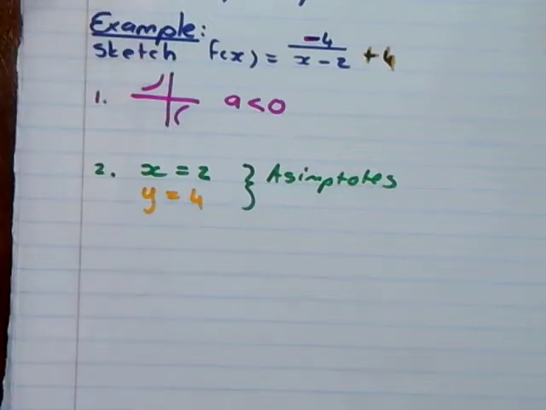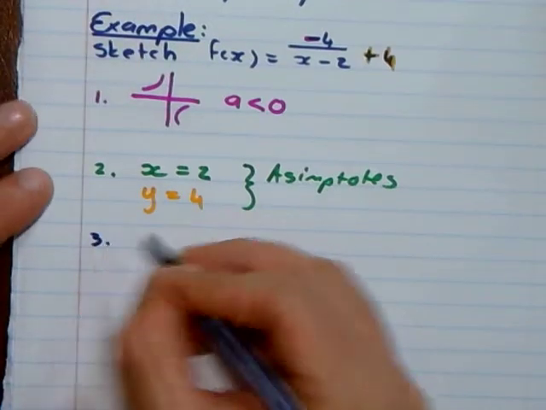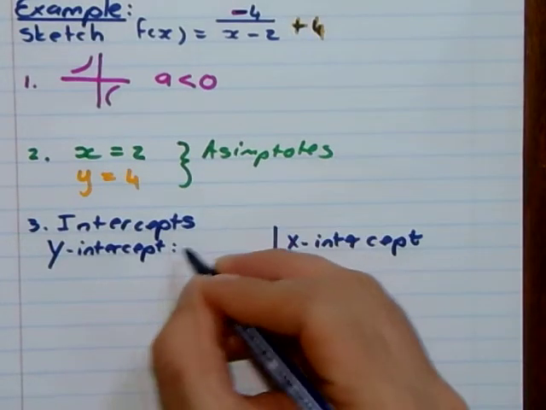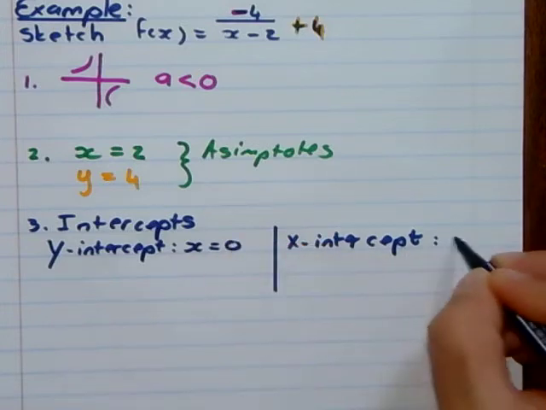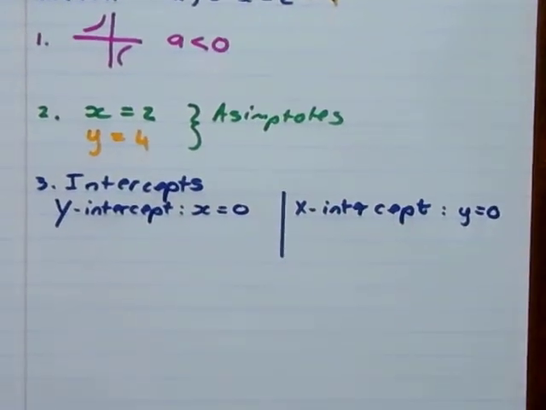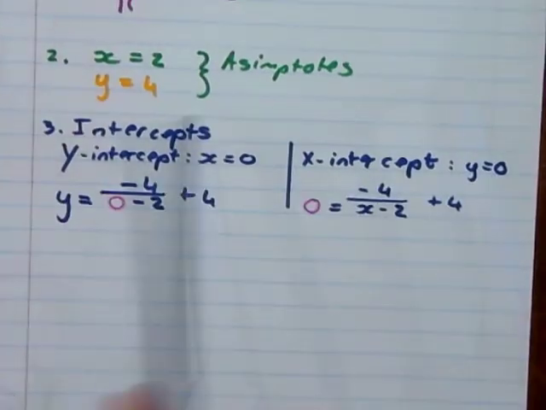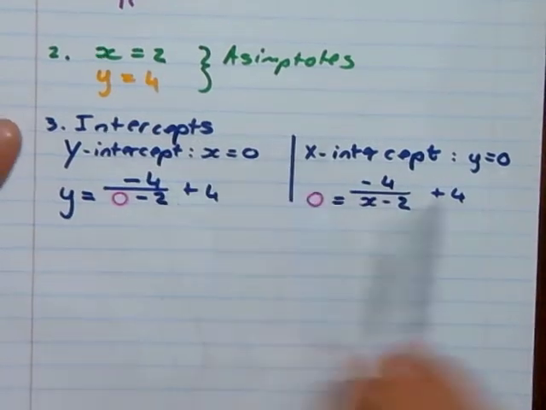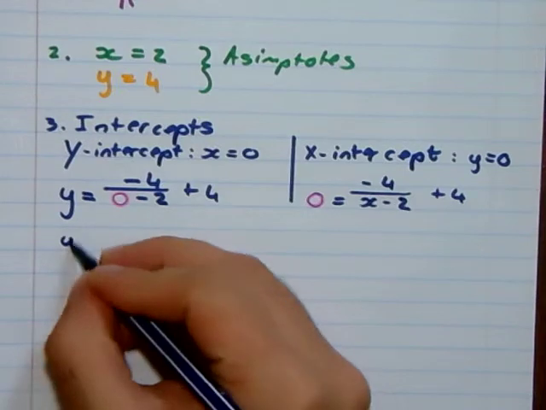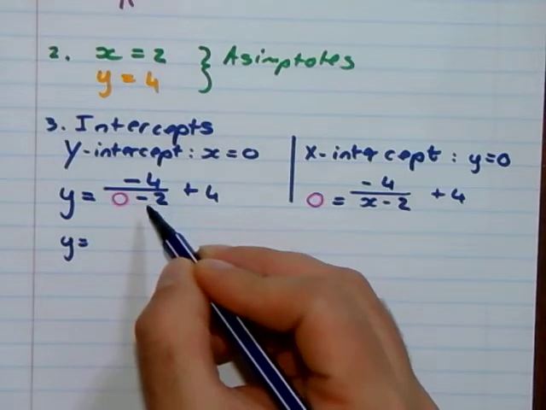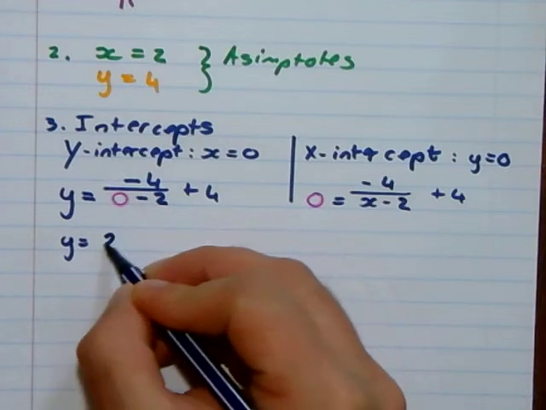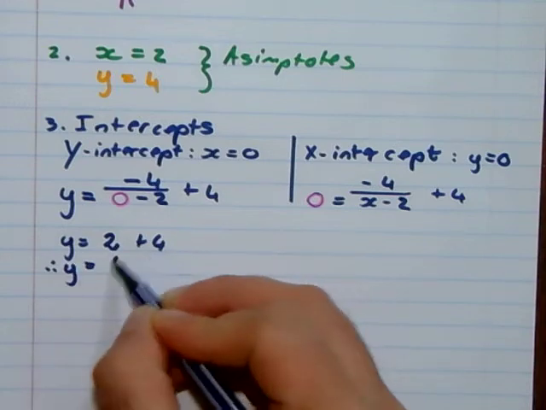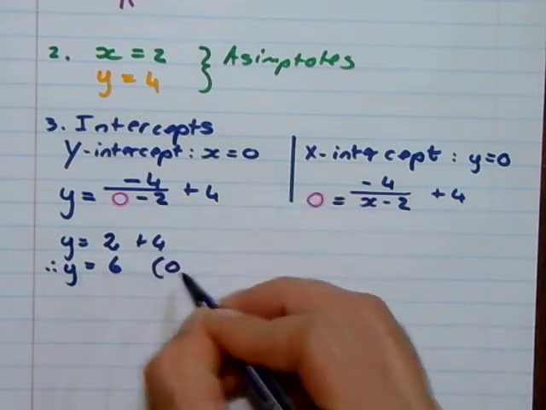Then the third thing we need to calculate is the intercepts. For my y-intercept we make x 0, for my x-intercept we make y 0. It's the same as the previous one. Pause the video quickly to see if you can get to the answer I'm getting. For my y-intercept I made x 0, and for my x-intercept I make y 0. Now it's an equation, we solve this. So y is equal to negative 4 over negative 2. 2 goes into 4 2 times, plus that 4. So y is equal to 2 plus 4, which is 6. So when x is 0, y will be 6.